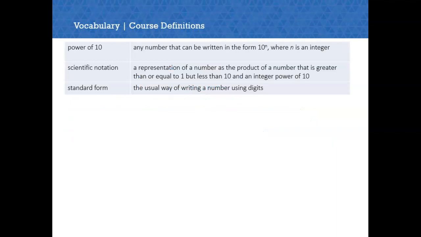Our vocab for today: power of 10, scientific notation, and standard form. A power of 10 is any number that can be written in the form 10 to a power. Scientific notation is the big one we're talking about today, and we'll do some examples to help understand this. It's a representation of a number as a product of a number that is greater than or equal to 1, but less than or equal to 10, and an integer power of 10.